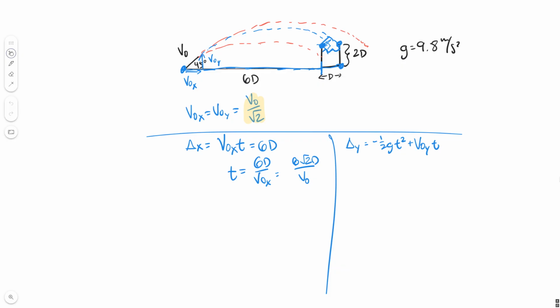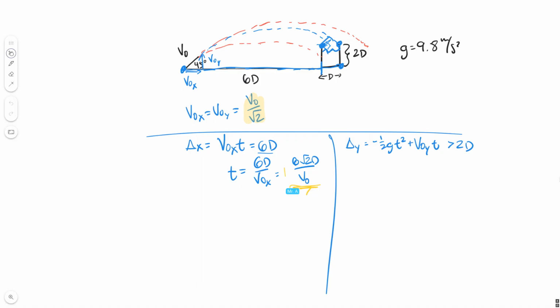Now, if we're considering this first case, this needs to be greater than 2d. Okay, so when using the time it takes the water to travel 6d, we need this function that tells us the height, the delta y, to be greater than 2d.